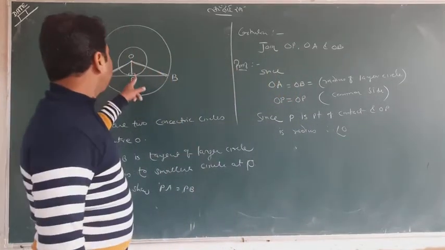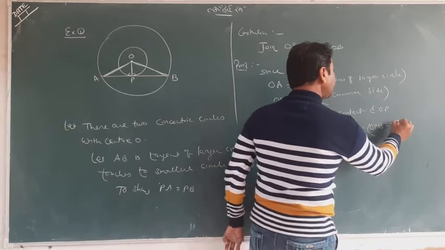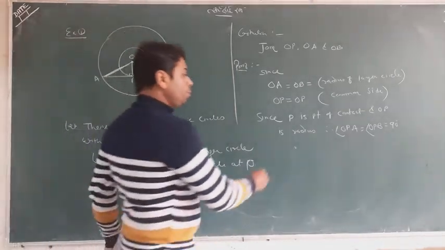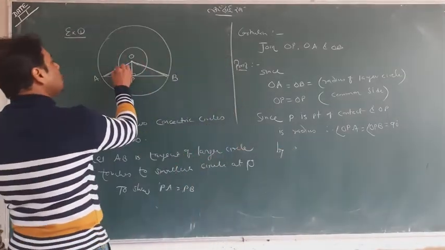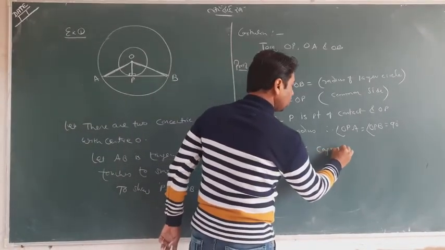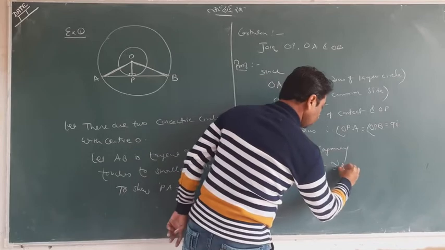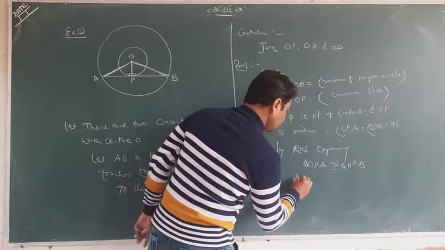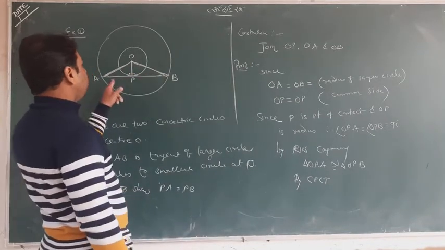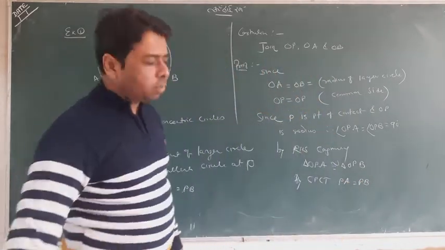therefore angle OPA and OPB are both 90 degrees because P is a point of contact for the smaller circle. So again, the same thing: we will use hypotenuse, right angle, one side, by RHS congruency, triangle OPA is congruent to triangle OPB, by the very famous CPCT. One can go through the rest, PA equal to PB. Hence proved.